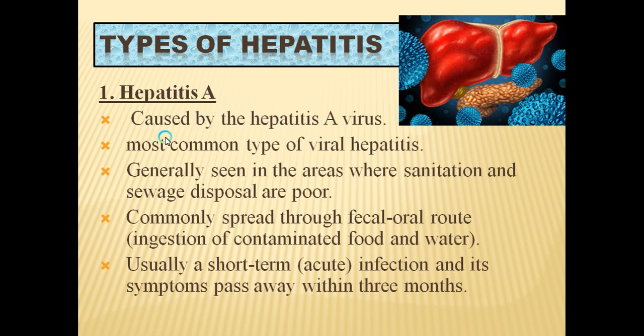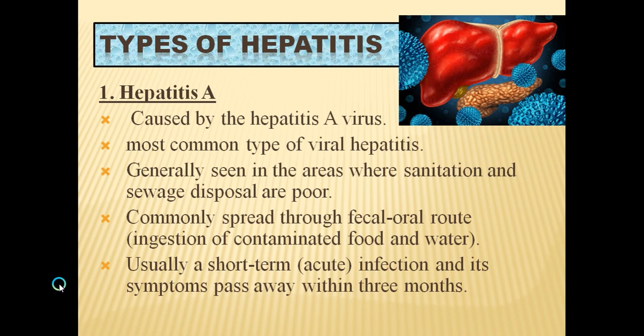Next, hepatitis A is one of the most common types of viral hepatitis, and it is generally seen in those areas where sanitation and sewage disposal are poor, where there is no cleanliness. So there hepatitis A is common. Second is sewage disposal. Suppose the sewage line has a leak, it comes in contact with drinking water. So in that way also hepatitis A can occur.